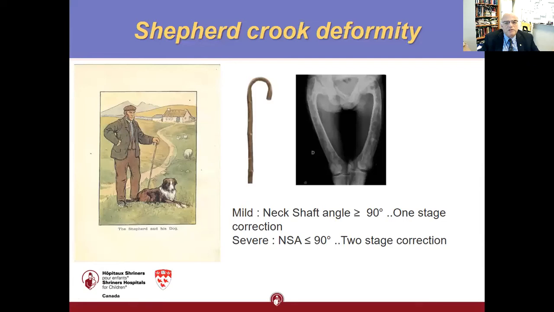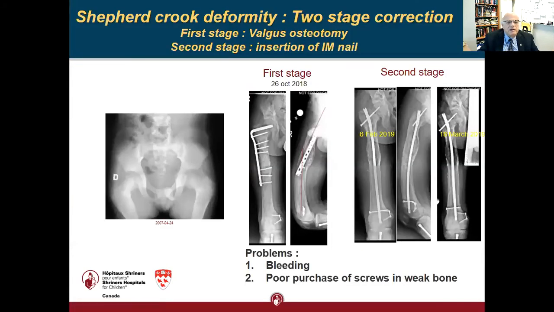Shepherd's crook deformity is a severe deformity of the proximal femur, and generally speaking, if the neck shaft angle is 90 degrees or more, you can correct the deformity in one stage. However, if it's less than 90, then a two-stage correction is indicated.